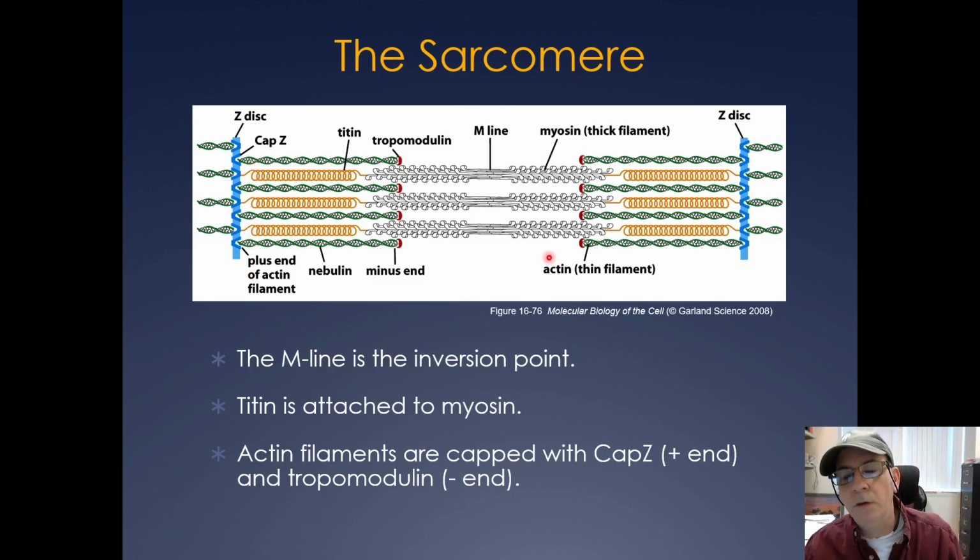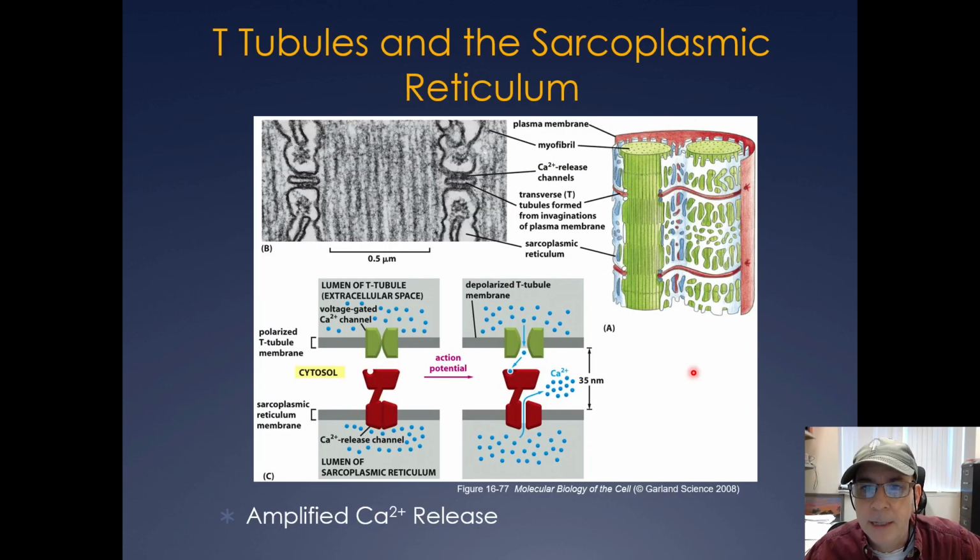Okay, and so when there's plenty of ATP in here, the myosin thick filaments will both move to the plus direction, which causes the Z discs to come together, right? And that's a muscle contraction. Okay. And so, once again, just understand the sarcomere and how it all functions, and we'll see the regulation coming up in the next slide.